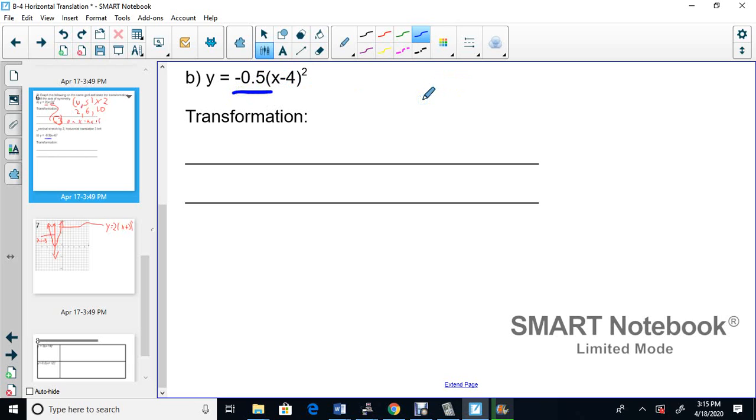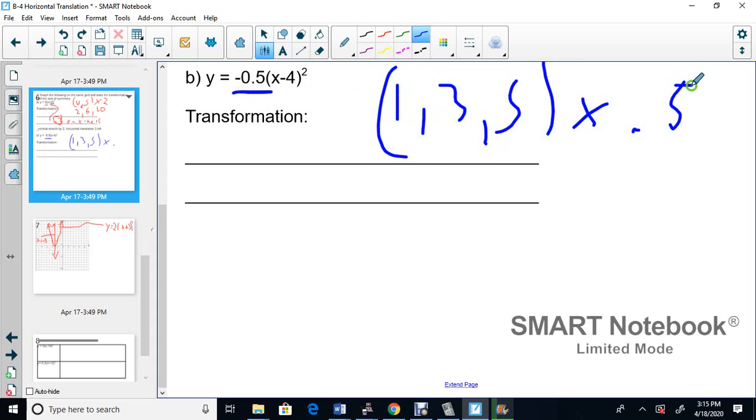So we're going to do 1, 3, 5, and we're going to multiply that by negative 0.5. So you get negative 0.5, negative 1.5, negative 2.5. So this opens down. The negative tells you it's going to be a reflection.